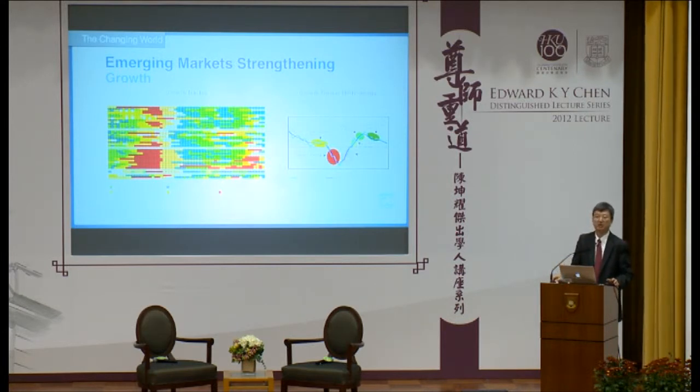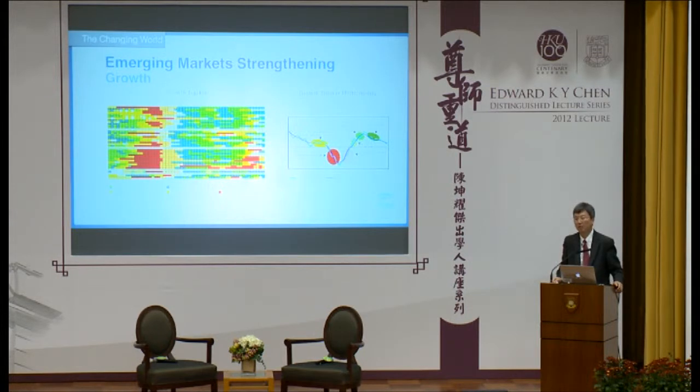Then we come to the big shift in global economic structures. Last year, for the first time, the developing economies and the emerging markets accounted for 49.1% of global GDP, PPP measured. But they account for only 19% of global financial assets. So obviously you can see the imbalance between the two things.